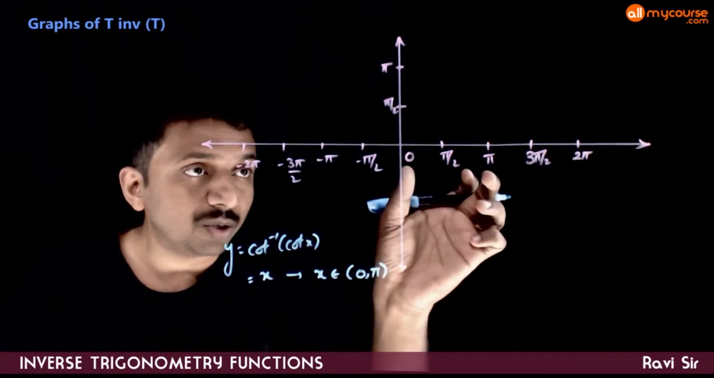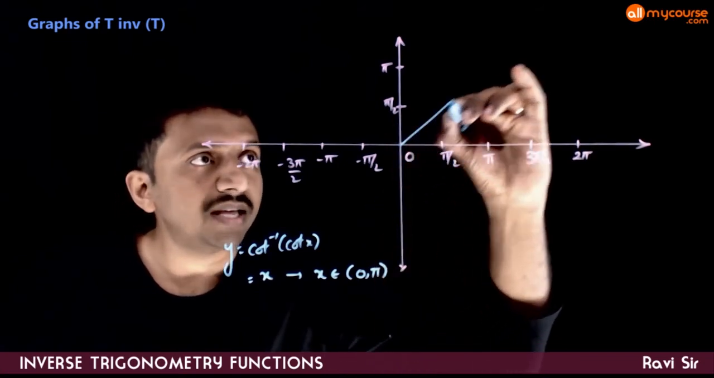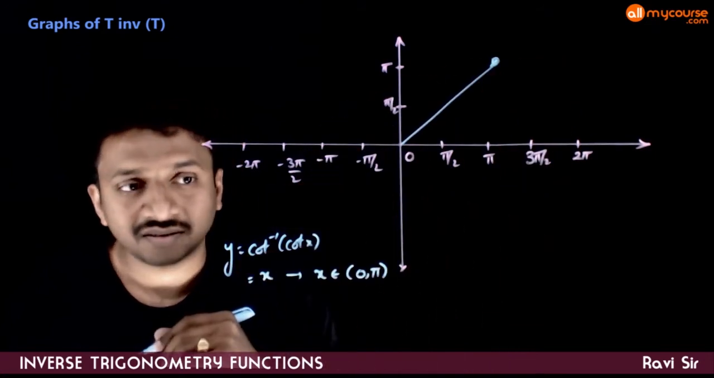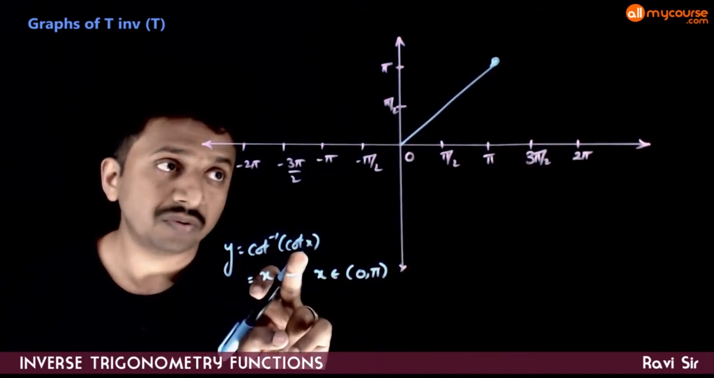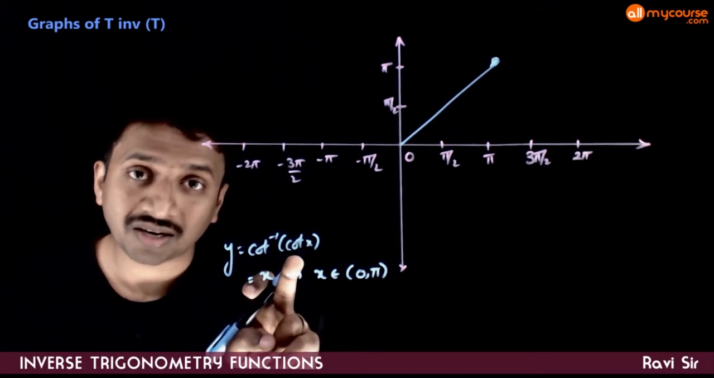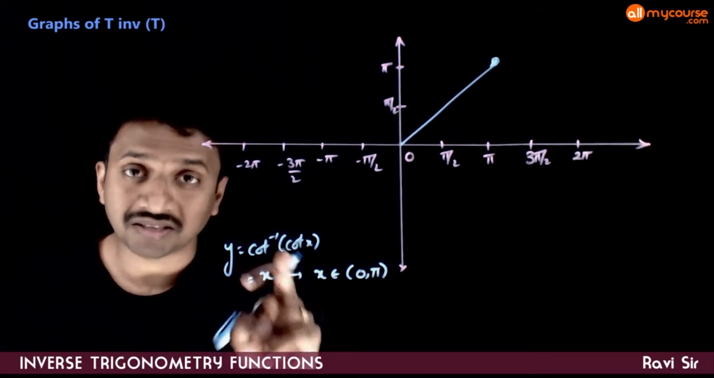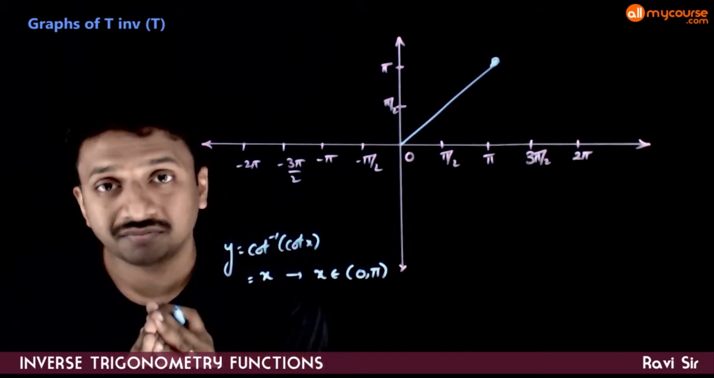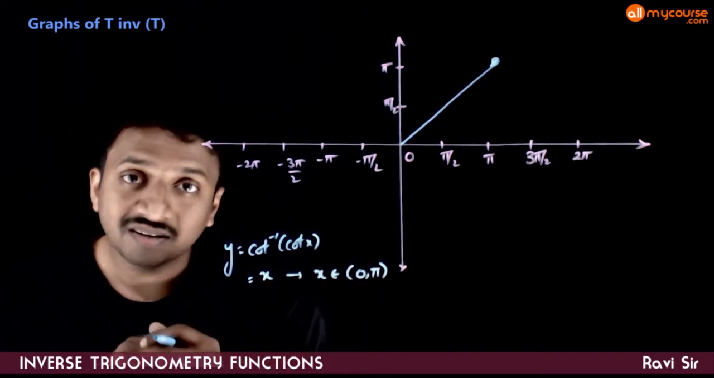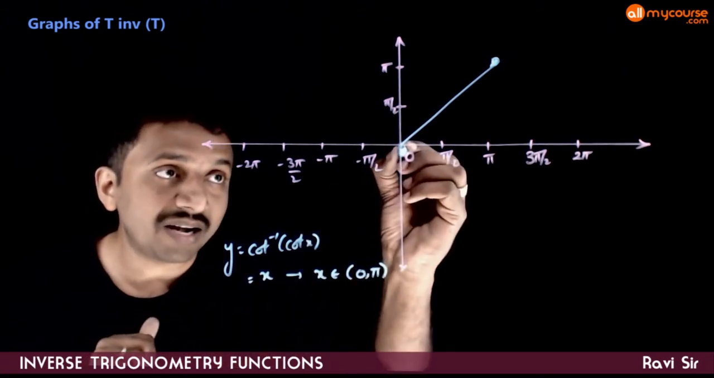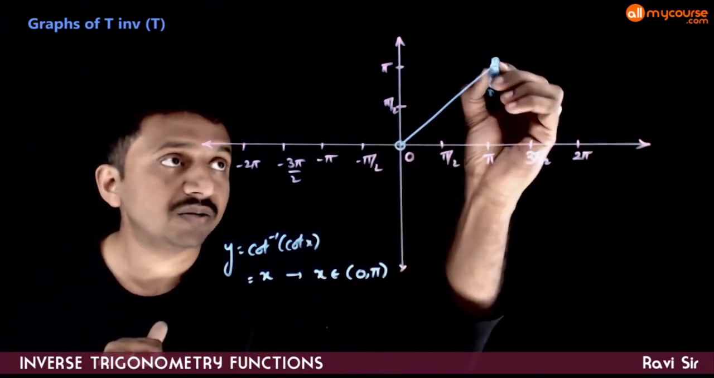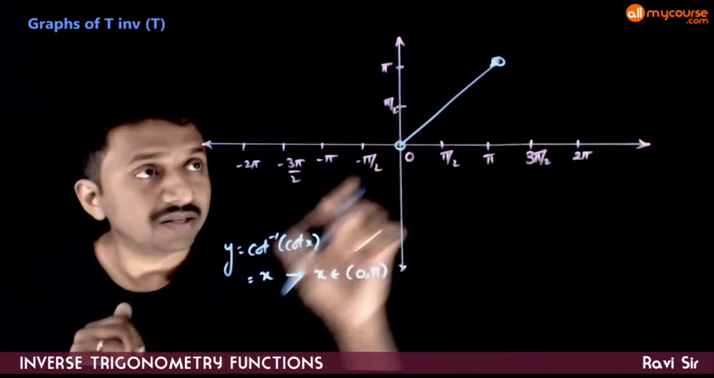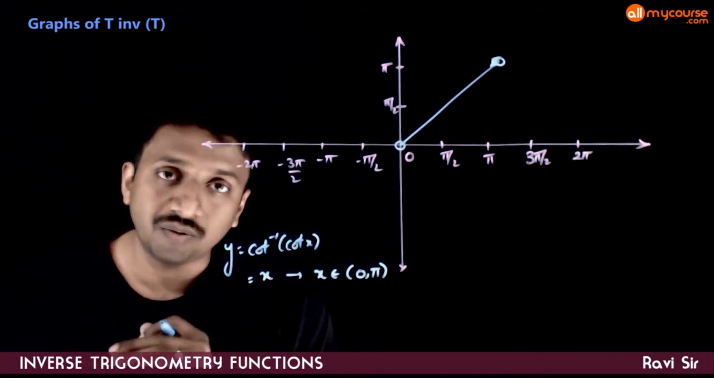So between 0 to pi, the graph is y is equal to x. And as we know, cot is not defined at the values where sine is equal to 0, because cot is cos by sine. Sine is 0 at even multiples of pi by 2, that is at x is equal to 0 and x is equal to pi. Cot is not defined. So between these two, y is equal to x.